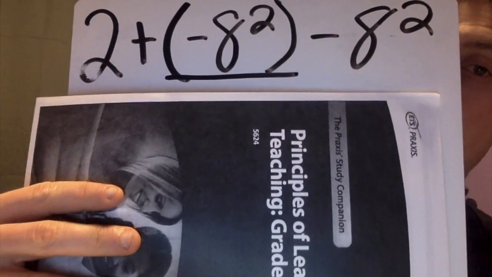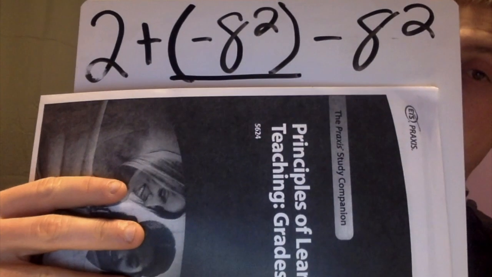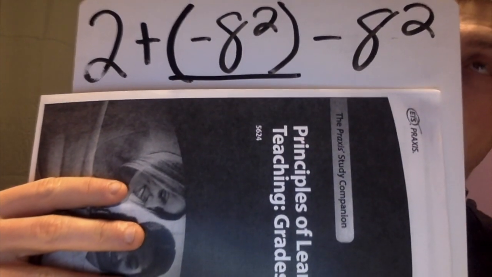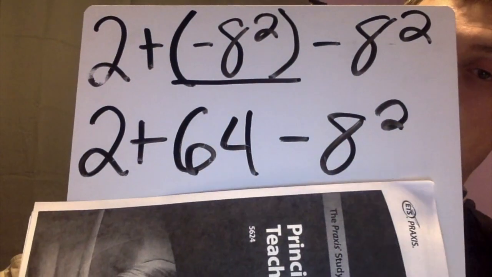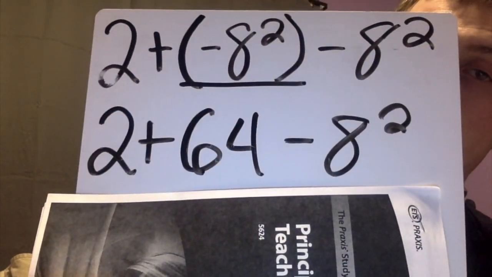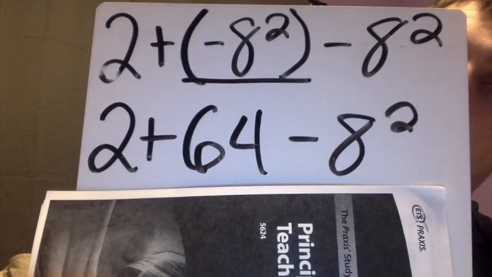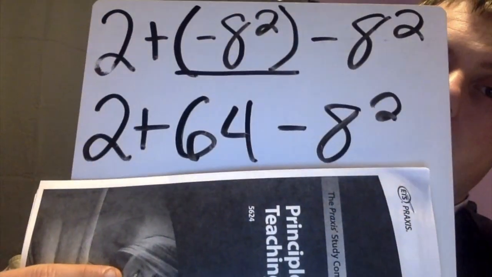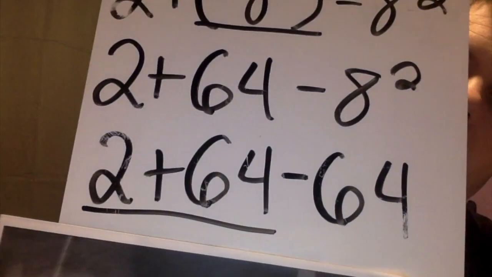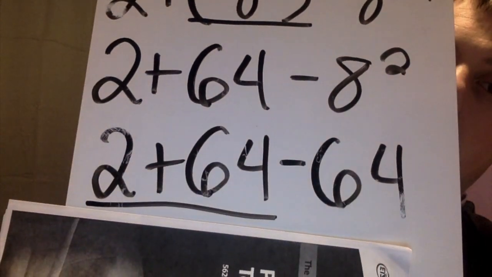So the next problem, we go through order of operations. Do we have any parentheses? Yes. So we do the exponent within the parentheses, and we got a 64. Next, we identify if we have any exponents other than the one we just solved, and we do. So we solve that exponent. So now we have 2 plus 64 minus 64.